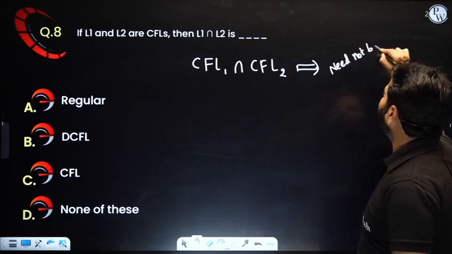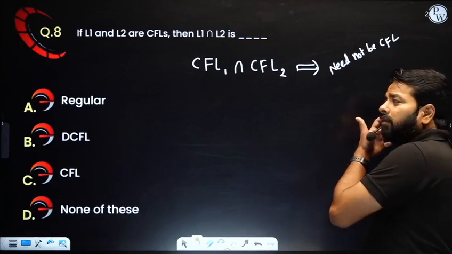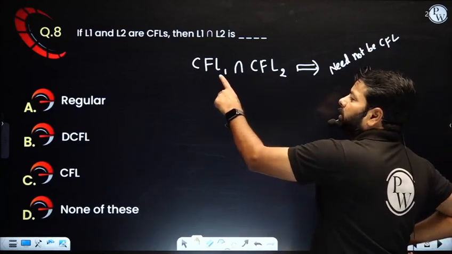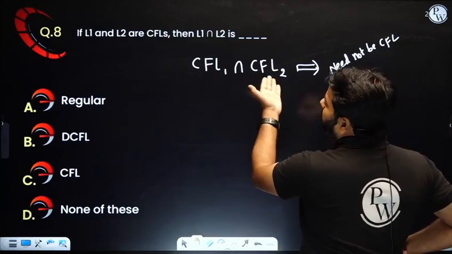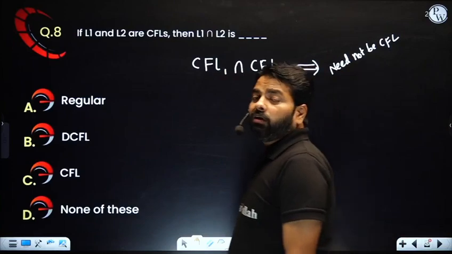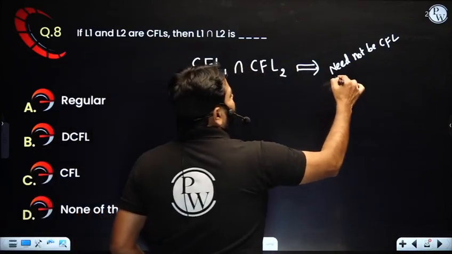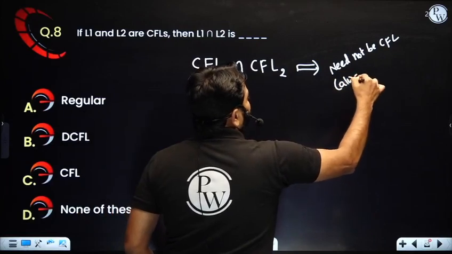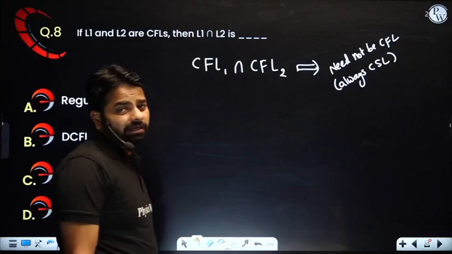But what do you get always? Context sensitive language, as you may be aware or not. If you are aware, CSL intersection CSL is always CSL. So you can assume these two are CSLs and you can prove it using the context sensitive language algorithm. But you have to remember this point, it's going to be always context sensitive language, even for the DCFLs too.